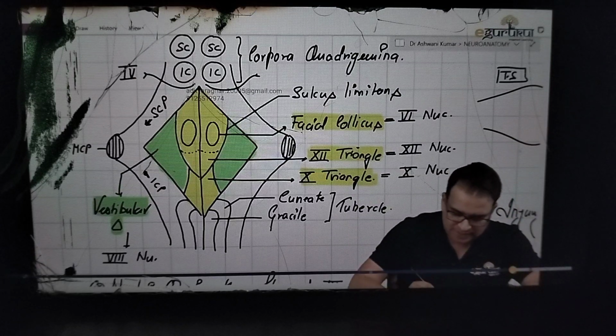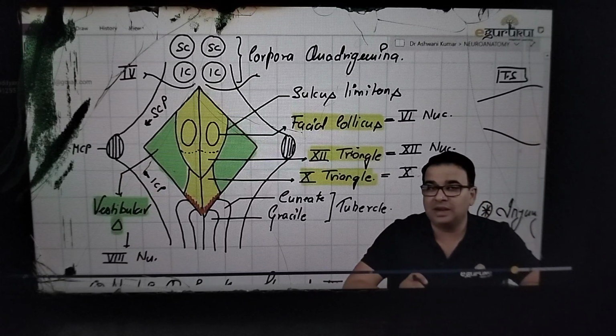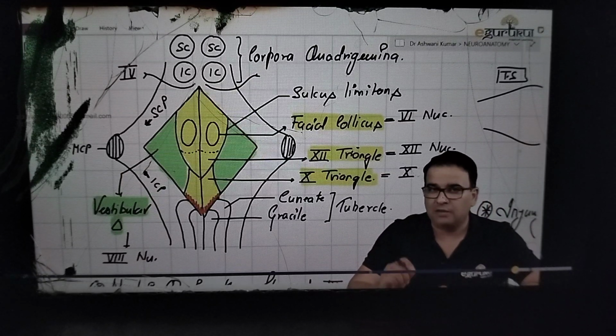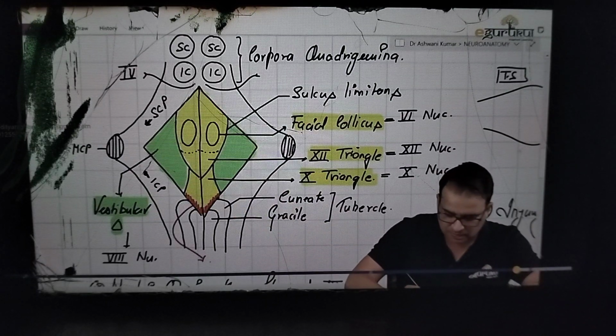It is also to be noted that this inferior angle of the fourth ventricle is the site where the blood-brain barrier is not present. The areas devoid of blood-brain barrier are called circumventricular organs, and one of the circumventricular organs is here only. That is what? Area postrema. The vomiting center, the area postrema.